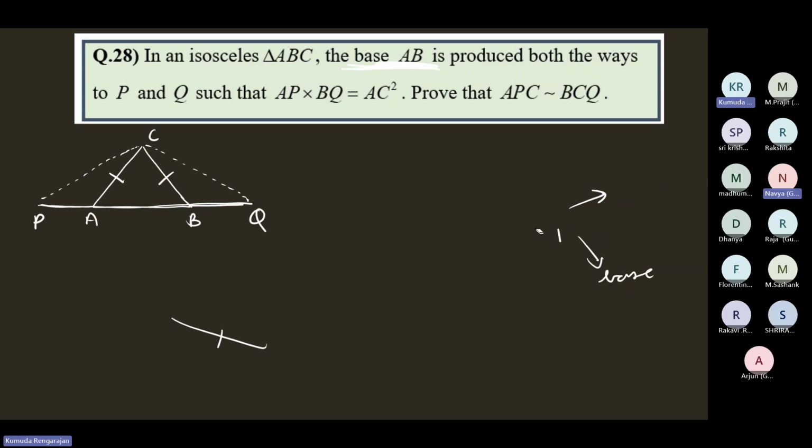It's produced both the ways too. That's why we mark AC equal to BC. Though it's not mentioned, the equal sides are not mentioned. It's an isosceles triangle. The equal sides are not mentioned, but because it is base AB, we get to understand that AC and BC are the equal sides.